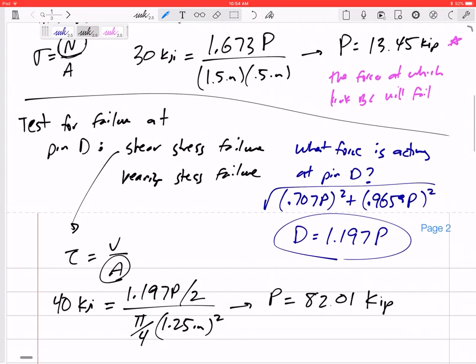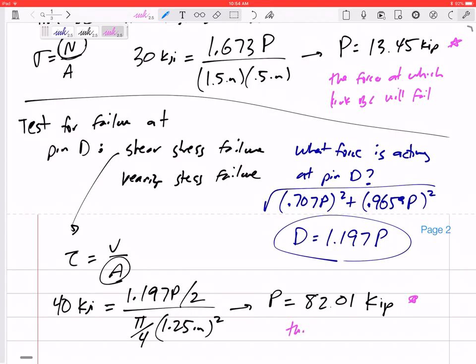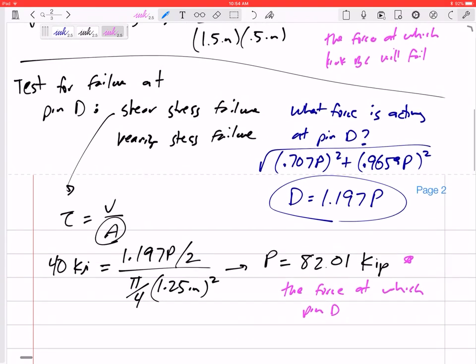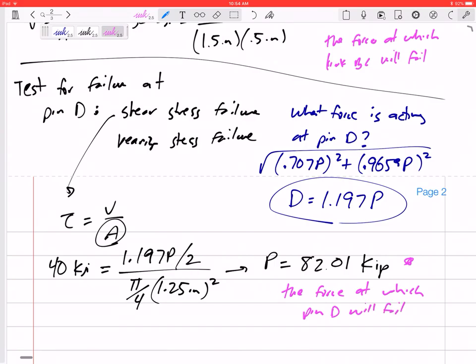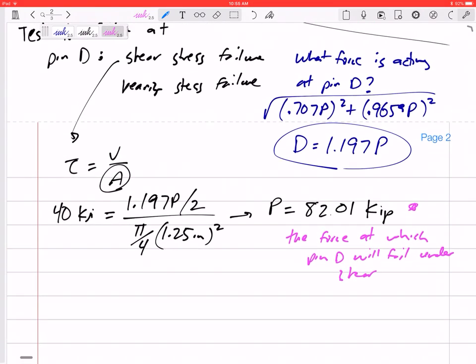All right, so let me put a star by that and say this is the force at which pin D will fail under shear. That's the force at which the shear stress reaches over and above the maximum allowable stress that I'm going to allow. Then I need to test one more failure, and that's bearing stress failure.